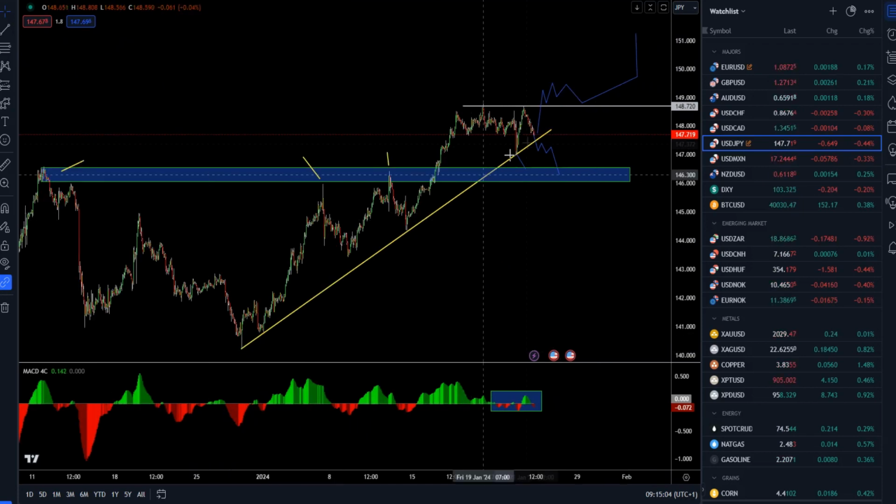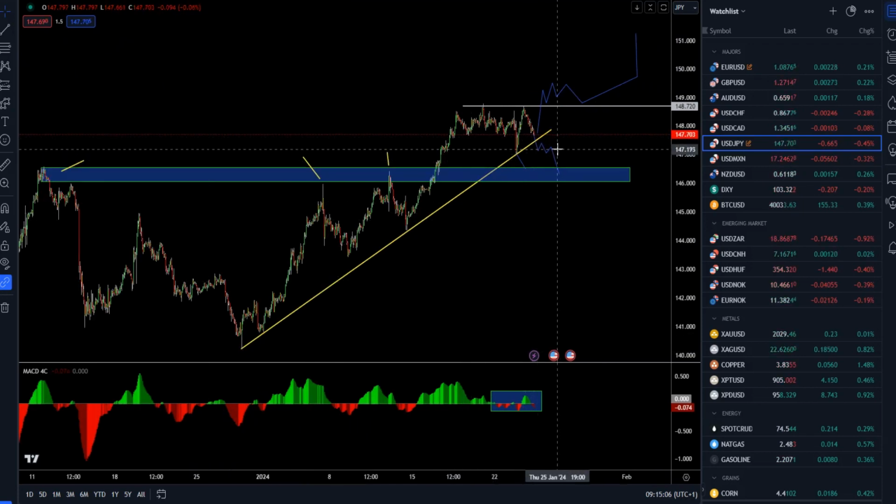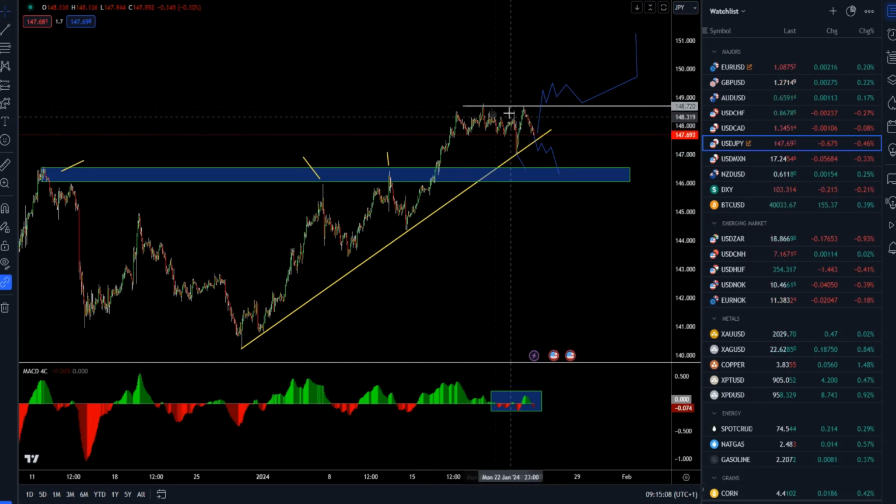So this is a very important area to watch, the rising trend line and potentially a fake breakout of this consolidation in the background.